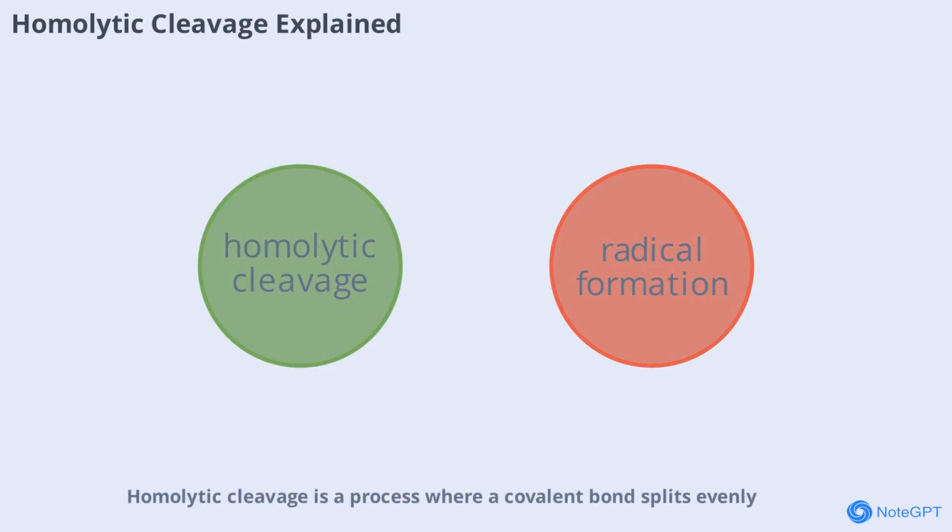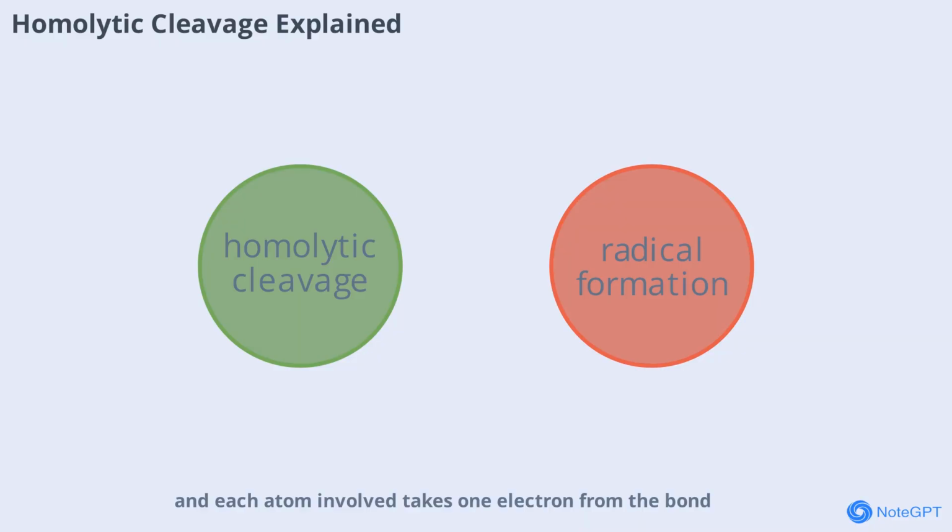Homolytic cleavage is a process where a covalent bond splits evenly, and each atom involved takes one electron from the bond. This results in the formation of two radicals. This type of bond breaking is common in organic chemistry, especially when molecules are exposed to heat or light. Homolytic cleavage is a key step in many radical reactions, such as those involved in polymerization or combustion.